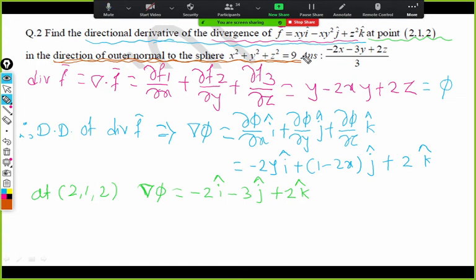Yes. So we have to calculate the gradient. Very good. That gradient is itself a normal vector to the sphere. Already we learned gradient, normal vector and directional derivative. All three are the parallel words.